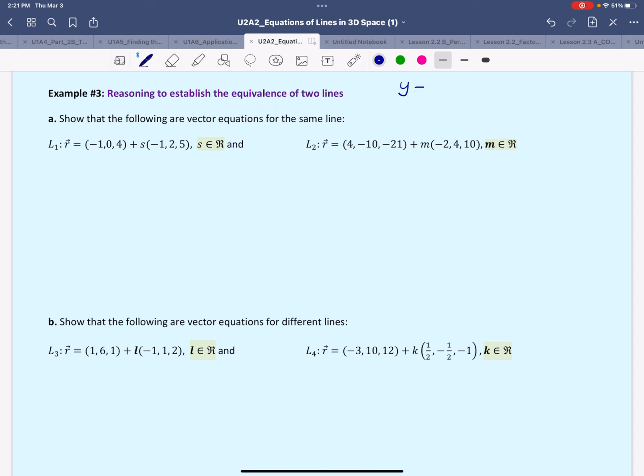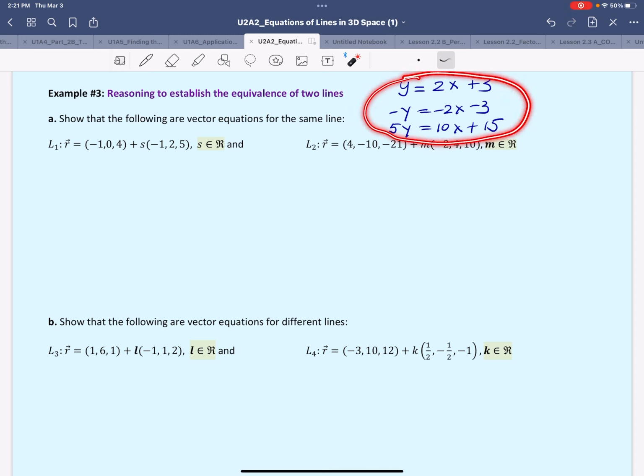So if we have the equations y equals 2x plus 3, or negative y equals negative 2x minus 3, or 5y equals 10x plus 15, and we graph all these three equations on the same grid, we'll see that we will obtain the same graph. So the same graph can be represented by different equations. In this case, we say that these equations are equivalent because they produce equivalent lines, or the same lines.